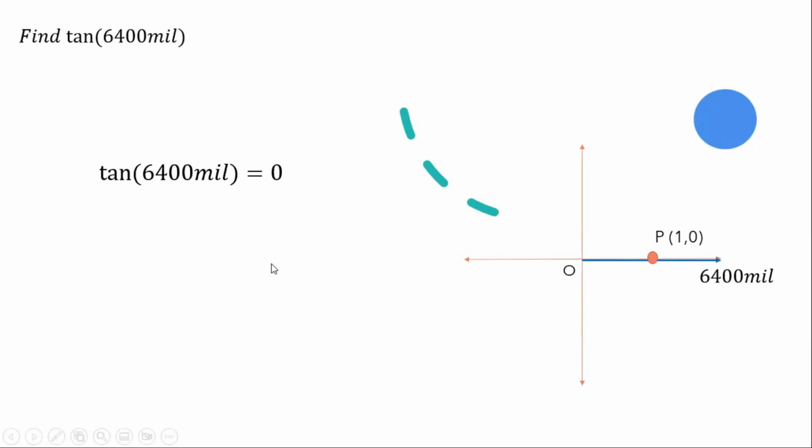Next is tangent of 6,400 mil. The terminal side of the angle 6,400 mil is one complete revolution of the angle rotating counterclockwise. Consider a point P on the terminal side. We have (1, 0), and 6,400 mil is equivalent to 360 degrees. So tangent of 6,400 mil equals 0. Take note, tangent is y over x, so 0 over 1 is 0.